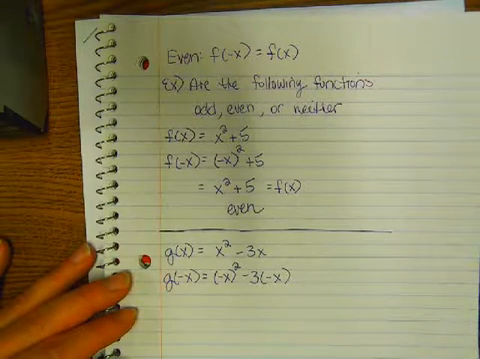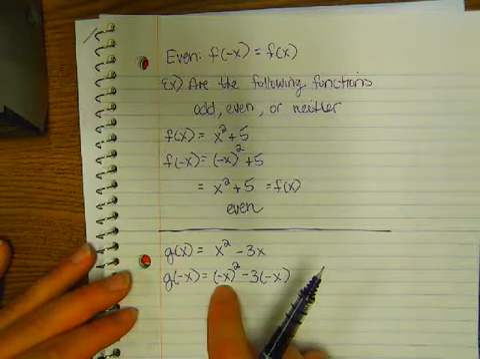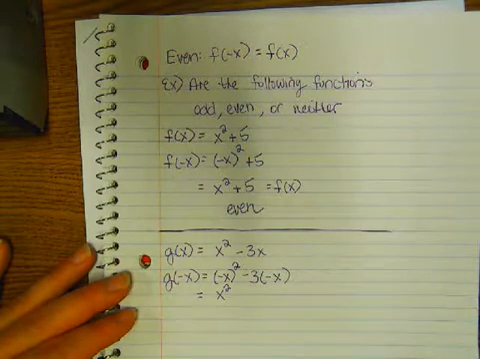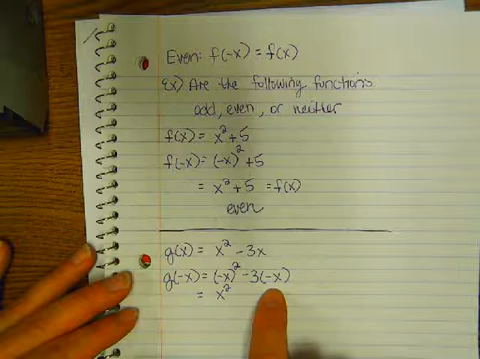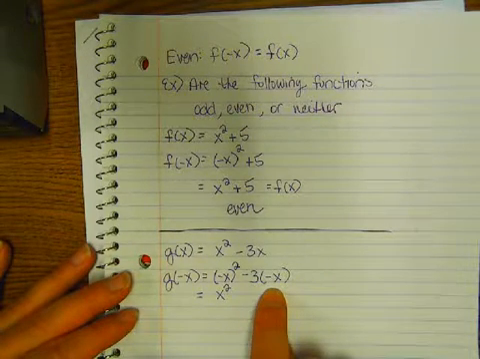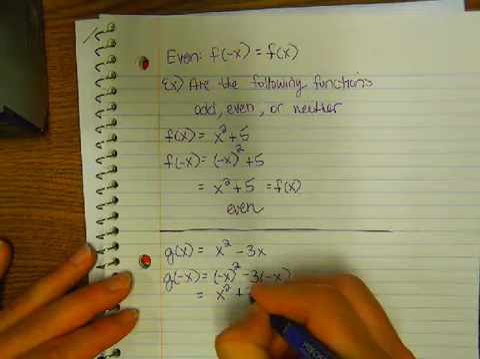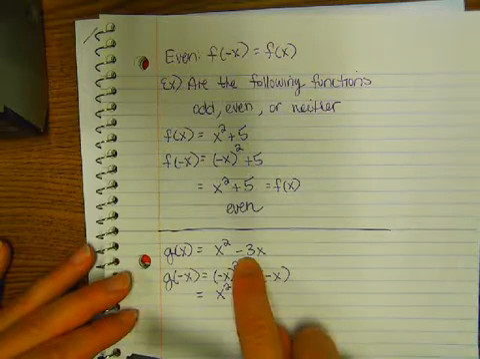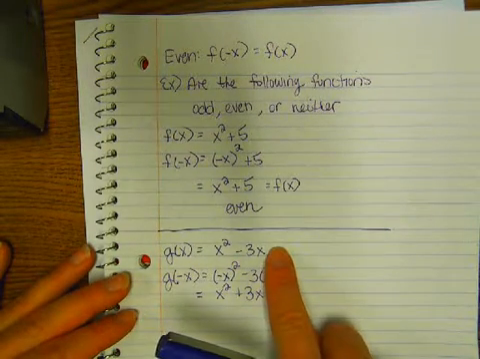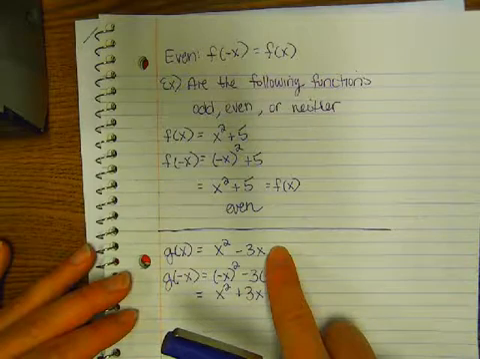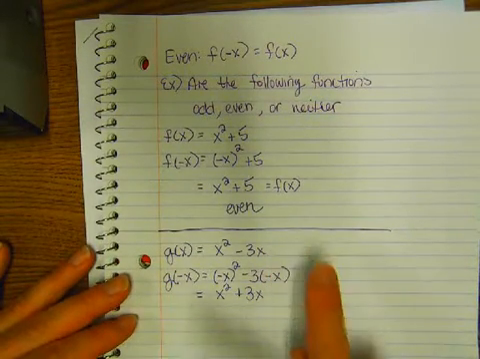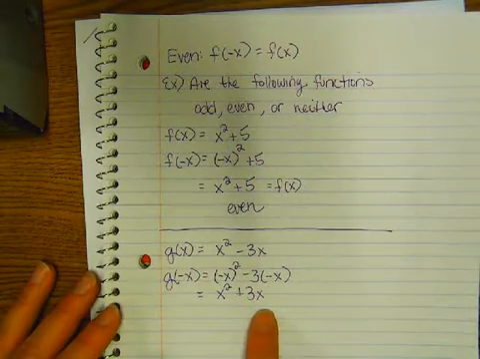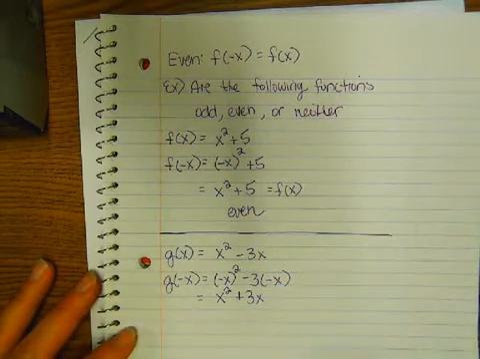Now let's simplify. What happens when I square negative x? Isn't it positive x squared? How about this? Minus 3 times negative x, what would happen there? Plus 3x. Uh-oh. Did this go back to the original? No. So it's not even, is it? Shoot, I wonder if it's odd. Did it change the signs of the whole thing? Did it change the signs of both things? No. So guess what? Neither.